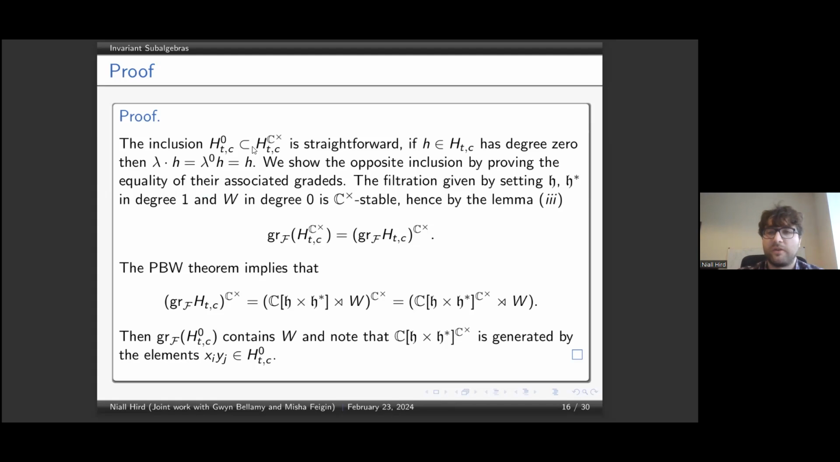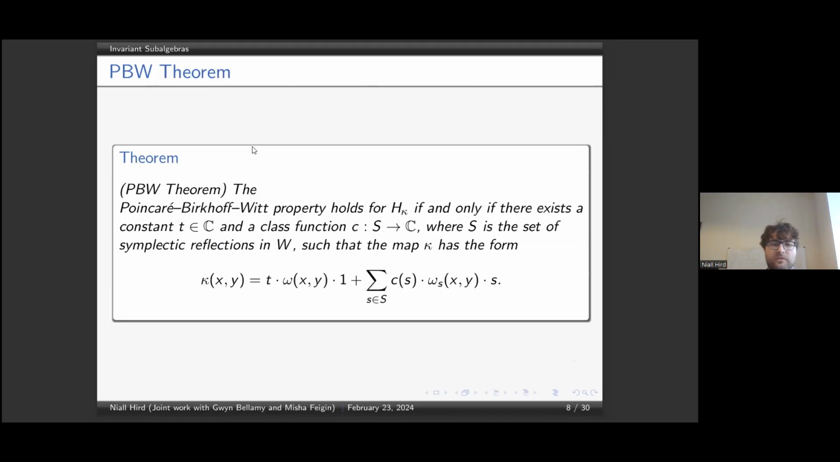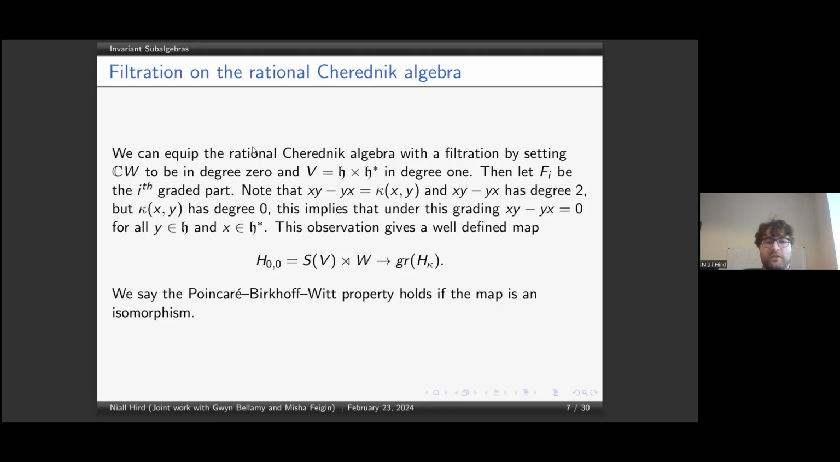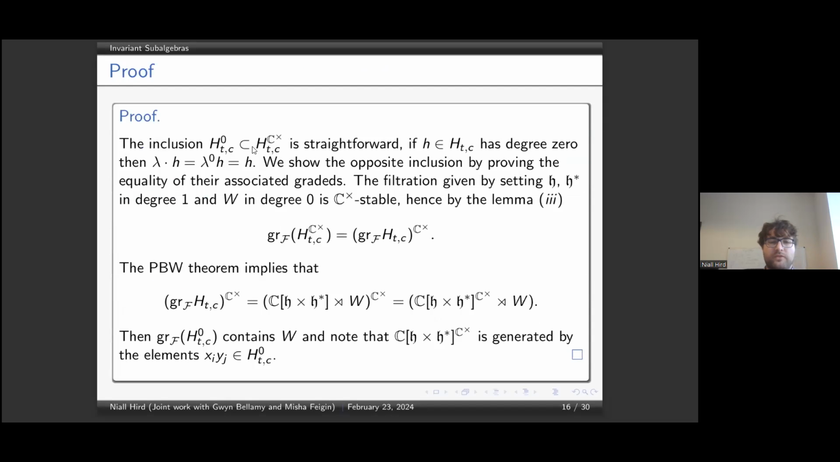Okay, so we give it the PBW filtration again. Then this is stable under the units in C. And we can use the third part of the first lemma, which, if you want a reminder, says that for reductive groups, if each F_i is stable under your group, then you can pull this G outside of this associated gradient bracket, which is really the key step for us. So the associated gradient of H_{C^x} is the same as the invariance of the whole associated graded. And then you just use the PBW theorem to rewrite your associated graded. This thing is the same thing as H_{0,0}.